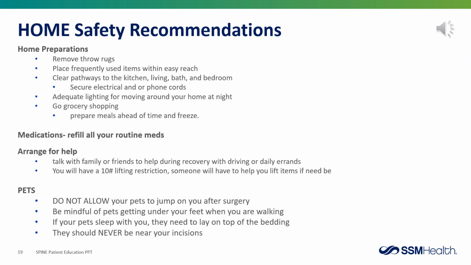Home safety recommendations. Prior to surgery, there are a few things you should do to get your home ready for coming home after surgery. Remove any tripping hazards, such as throw rugs. Place frequently used items within easy reach. Make sure you have a clear pathway to the kitchen, living room, bedroom, and bathroom, and secure any electrical and/or phone cords. Ensure you have adequate lighting for moving around your home at night.